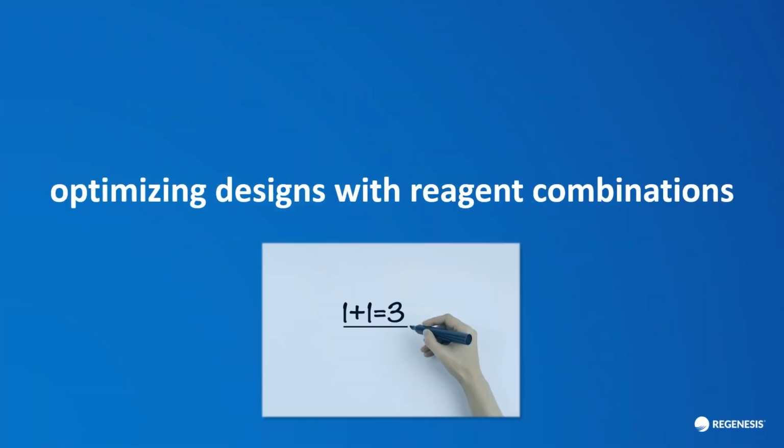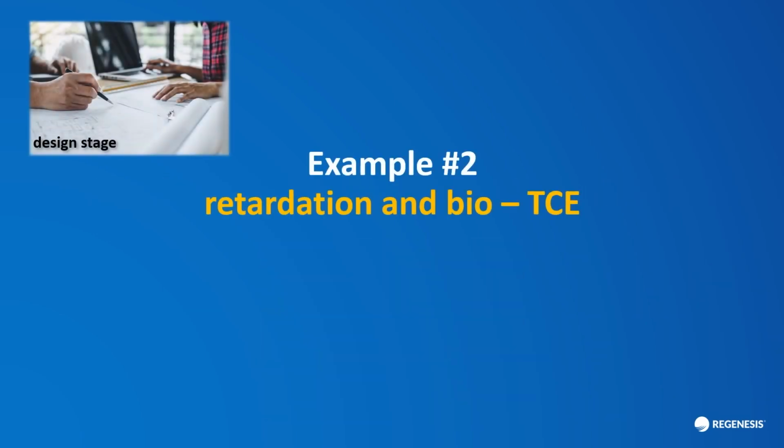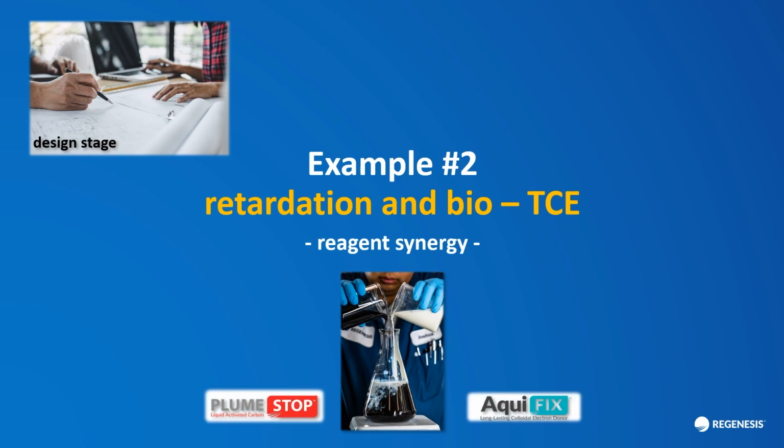That was sorption only, but TCE can degrade. So what if we combine that sorption with biodegradation? Let's take a look at some of the synergies of reagent applications. We're going to look at retardation coupled with biodegradation. So for example, we might be using PlumeStop with a compatible electron donor that we can co-apply with it, Aquafix, a long-lasting colloidal electron donor that's recently been released by REGENESIS to work simultaneously with PlumeStop.